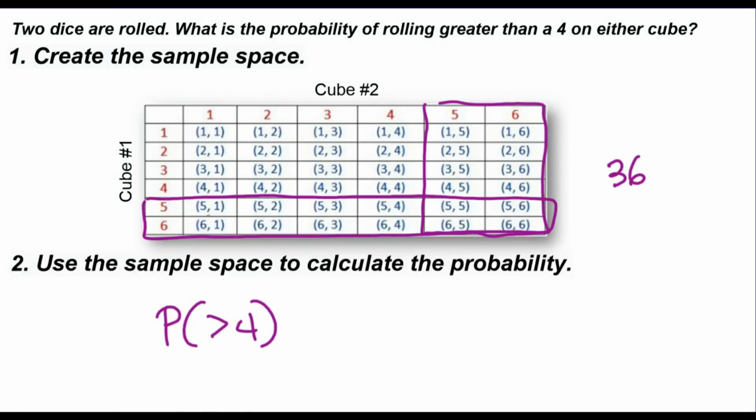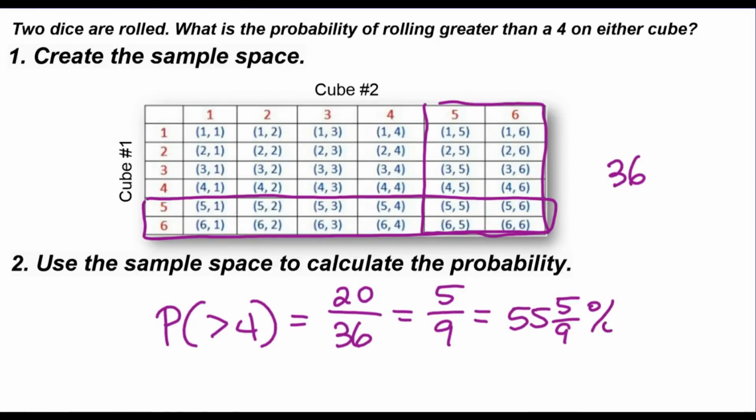So all of these outcomes are going to have a dice that has something greater than 4 on it. So then I just count them: 1, 2, 3, 4, 5, 6, 7, 8, 9, 10, 11, 12, 13, 14, 15, 16, 17, 18, 19, 20. There are 20 possible outcomes that have something greater than 4 on them out of the 36 possible outcomes. And this simplifies to 5/9, which is 55 5/9% chance. So there's a 55.5 repeating percent chance that I'm going to get something greater than a 4 on one of the number cubes.